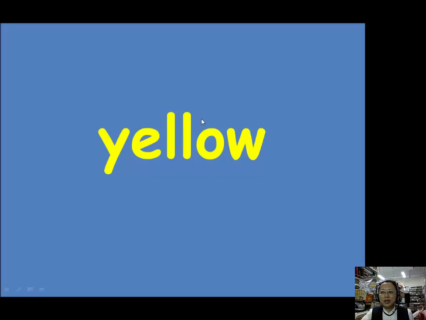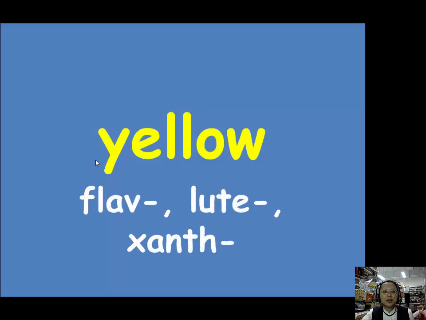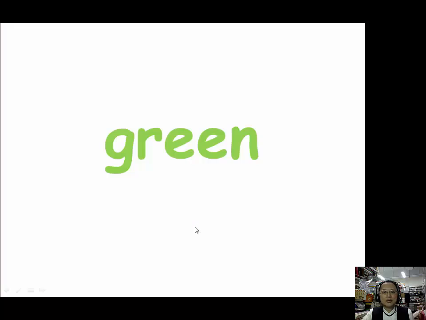Let's review what we have learned for the prefix yellow. We have FLAV, LUTE, and XANTH. Now let's move on to the prefixes describing green. For green, we have only one prefix, that's chloro, CHLORO.